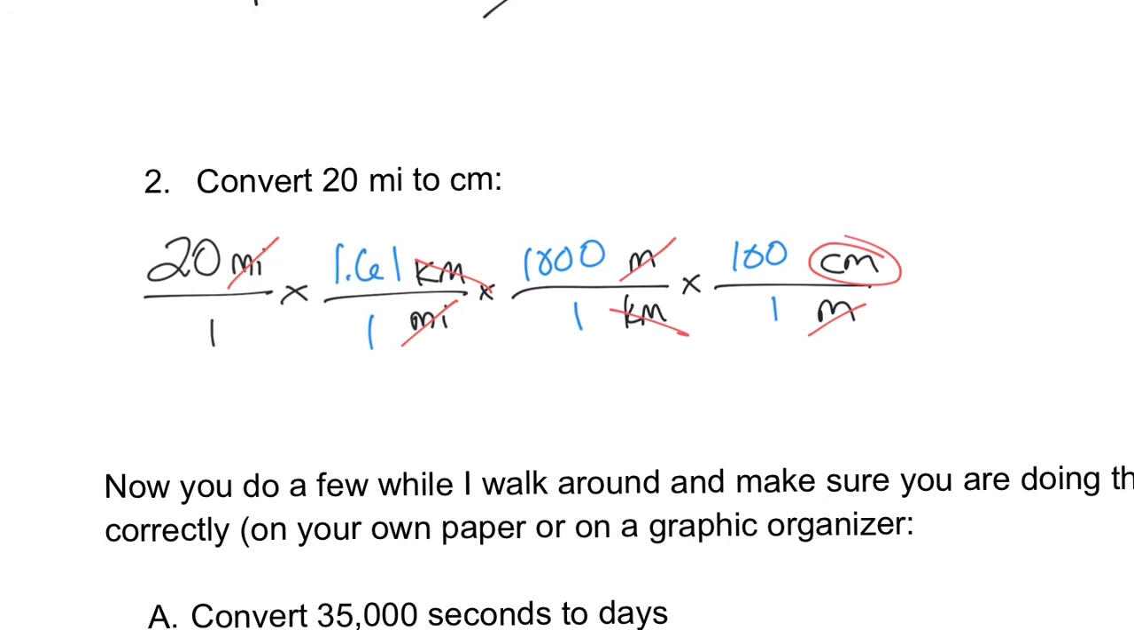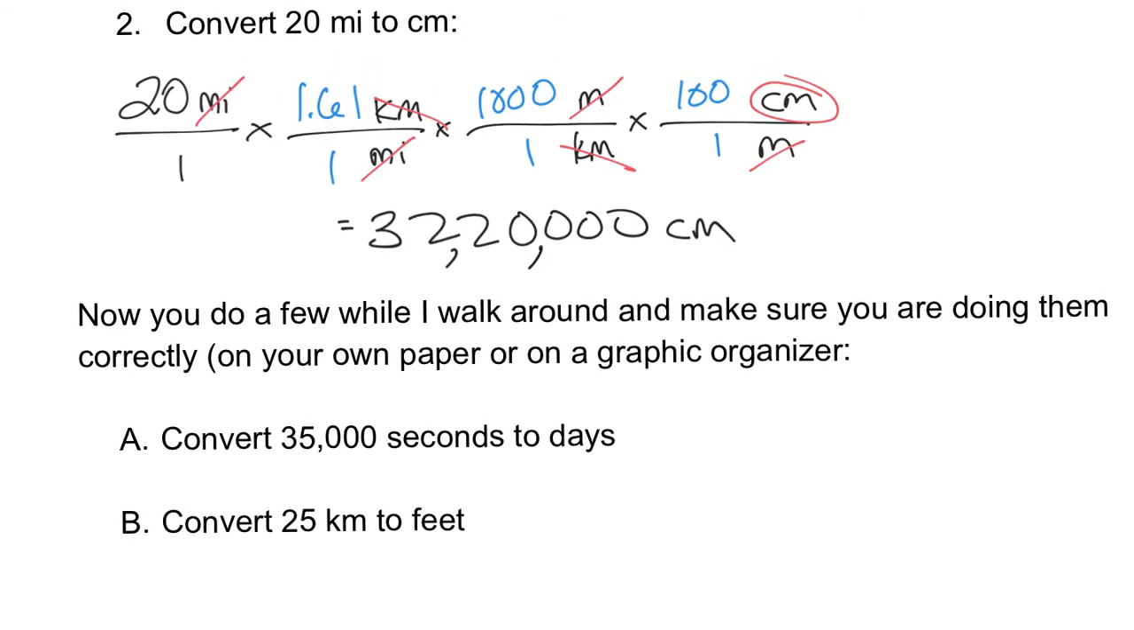Okay, so this is a bunch of multiplying, right? There's actually nothing on the bottom, is there? So when you actually do this, it is indeed, you're right. 3, 2, 2, and then 4 zeros. And it's centimeters. Okay. It's a large number. All right. So now I want you to try these two by yourself, and I'm going to walk around.